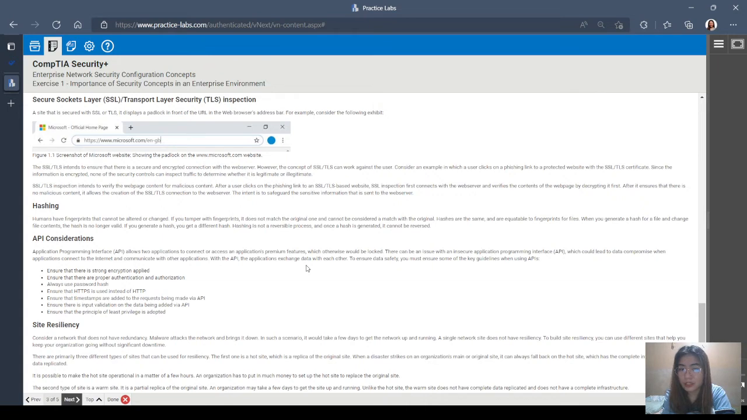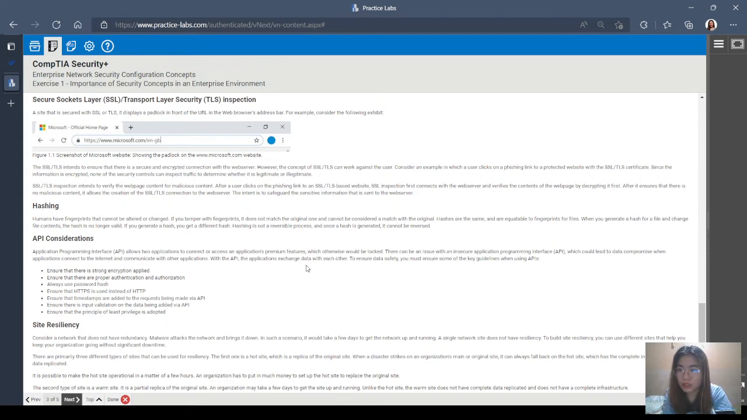SSL inspection first connects with the web server and verifies the content of the web page by decrypting it. After it ensures that there is no malicious content, it allows the creation of the SSL or TLS connection to the web server, to safeguard the sensitive information that is sent to the web browser.